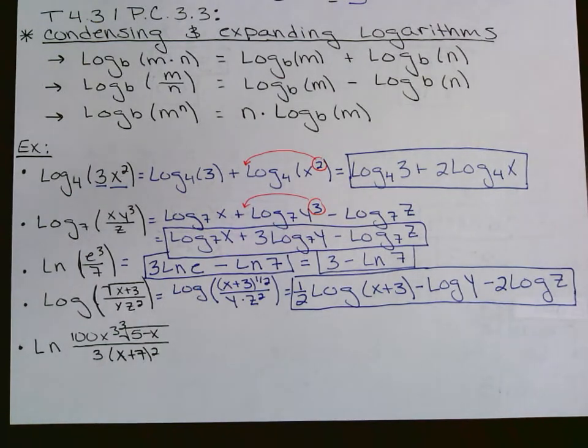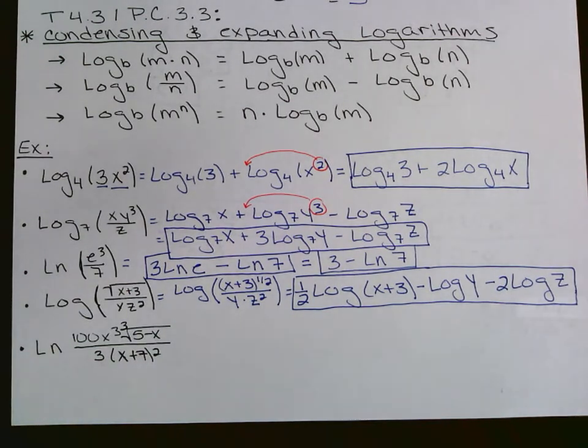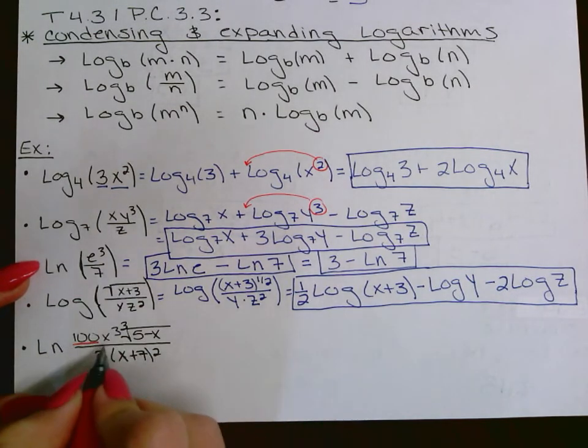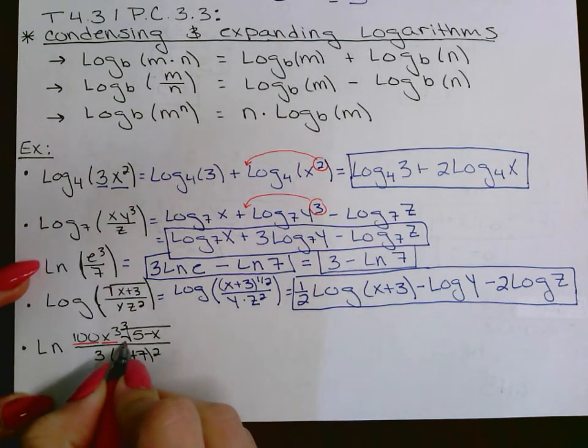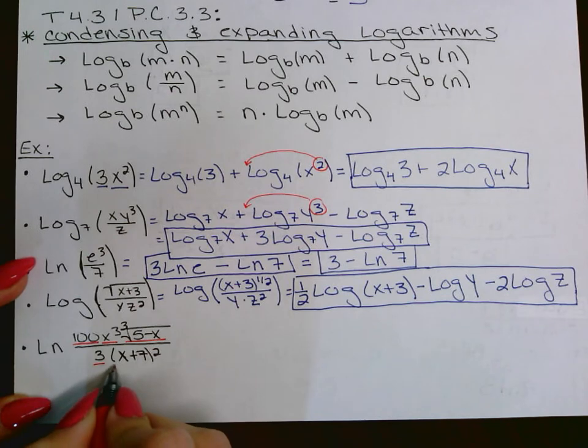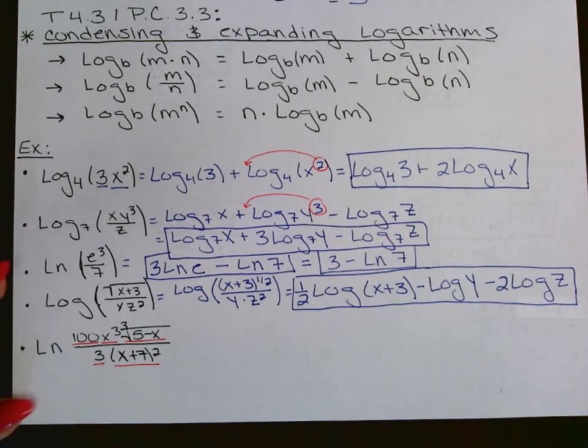All right. Let's take a moment and try and do that last one on your own. That last one reads ln of 100 times x cubed times cube root of 5 minus x divided by 3 times x plus 7 squared. All right, so I am a fan of color coding. So in my numerator, I have the 100, I have the x cubed, and I have the cube root of 5 minus x. I have 3 things that are going to come out with a positive log. In my denominator, I have the 3, and then I have the x plus 7 squared. So I'm going to have 2 things that come out with a minus.